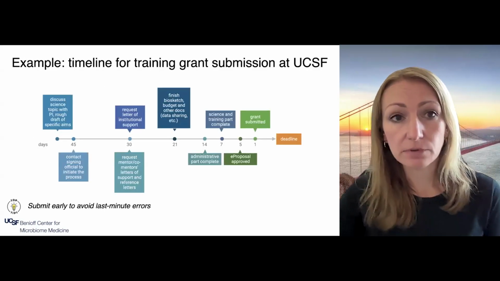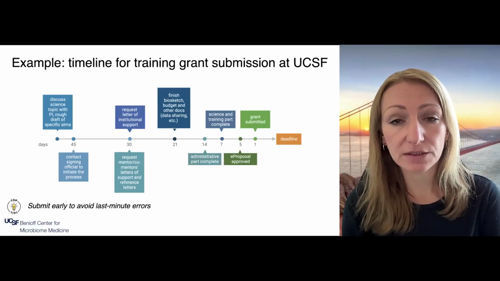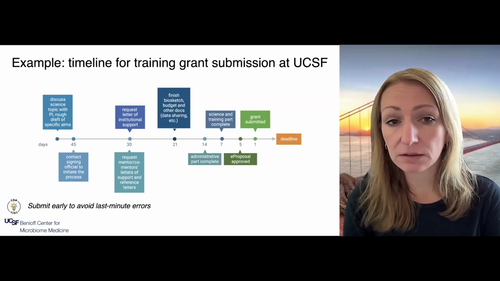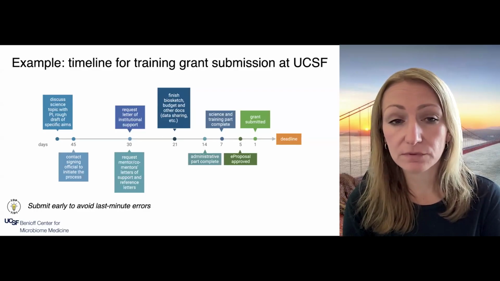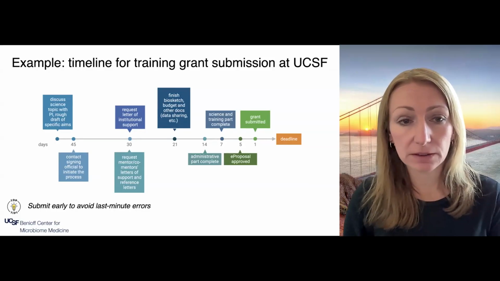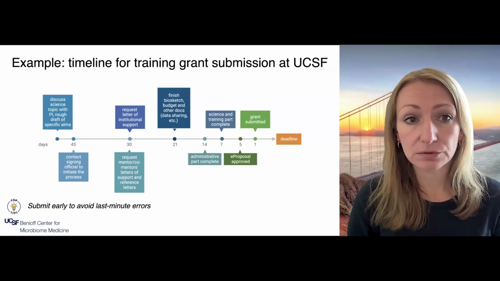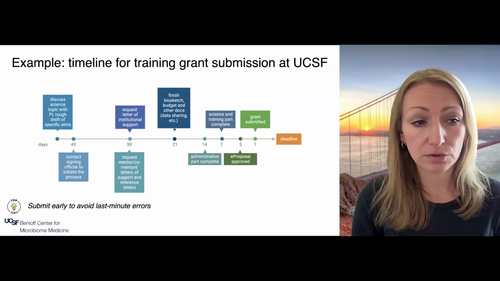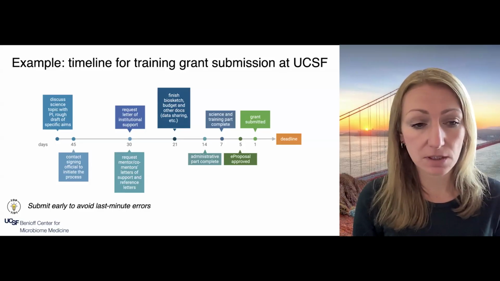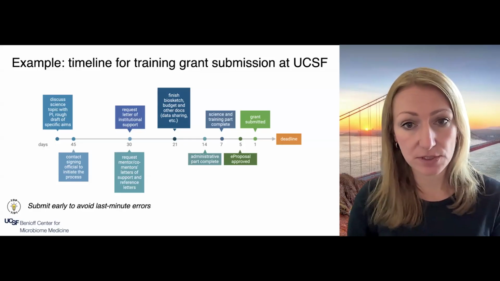I will show you an example of how the approximate timeline for training grant submissions at UCSF works. This is a guideline. Every signing official will give you their own timeline, but you can expect roughly the following. About at least 2 months in advance, you need to discuss the science topic with your PI and already have a draft of your specific aims. Already have the ideas in mind and initiate this process.